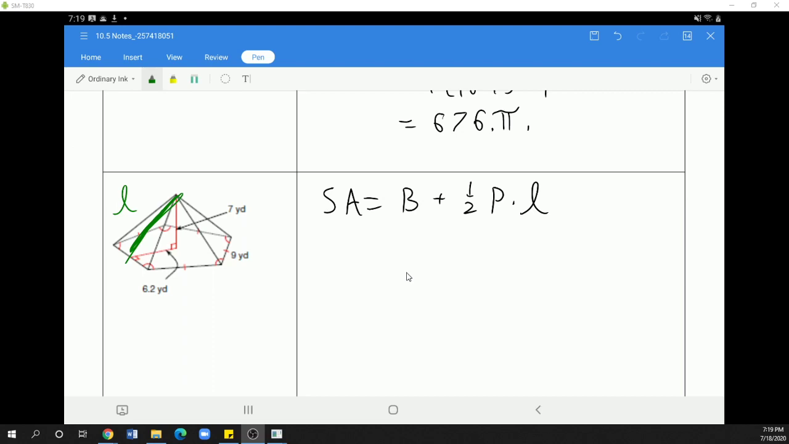And then secondly, it's going to ask you to find the area of this regular pentagon. Alright, I'm just going to pretend like I drew one.